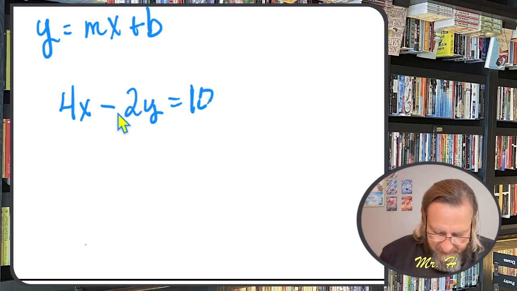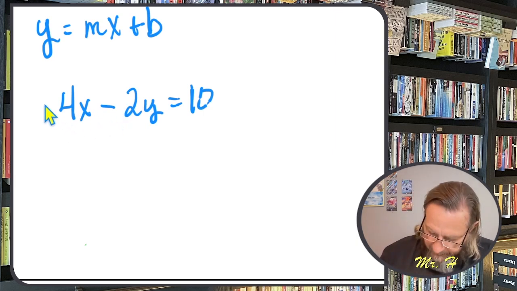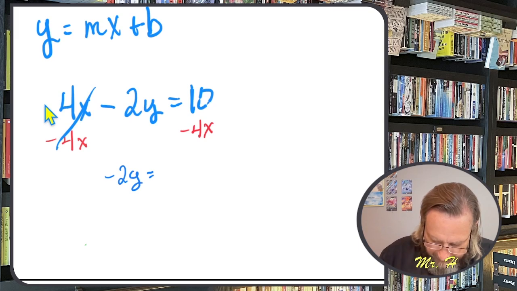Now, I have 4x minus 2y equals 10. I need to make this statement into this format, which means I have to get the y all by itself. 4x has to go. Negative 2 has to go. How am I going to get rid of the 4x? We're going to get rid of the 4x by subtracting it on both sides. Minus 4x, minus 4x. That's going to cancel out right there. So negative 2y is going to be equal to negative 4x plus 10.